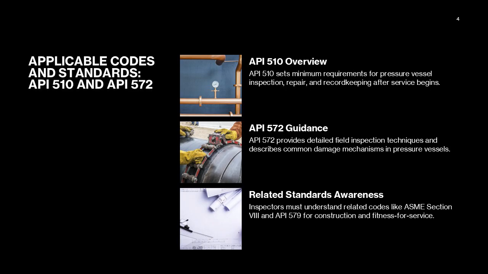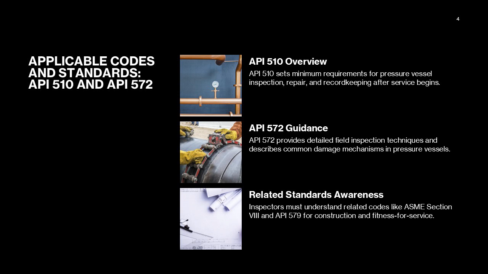API 510, Pressure Vessel Inspection Code, In-Service Inspection, Rating, Repair, and Alteration, establishes the minimum requirements for inspection intervals, inspection practices, evaluation, repair, and record-keeping for pressure vessels after they have been placed in service. It defines the roles and responsibilities of authorized inspectors and owner-users, and it provides guidance on thickness measurements, remaining life calculations, and acceptance criteria.